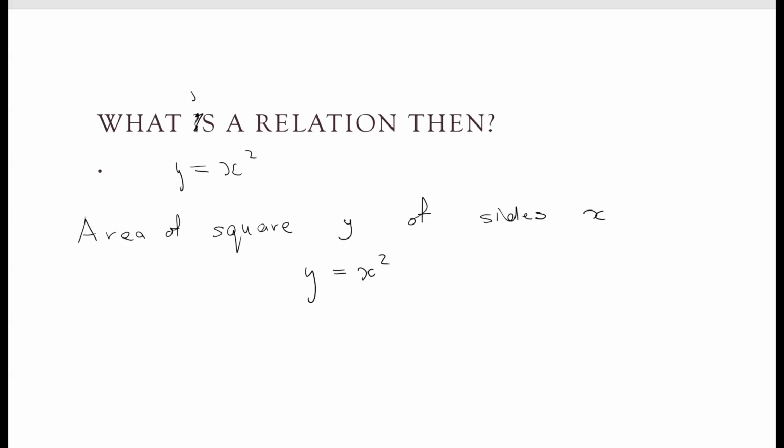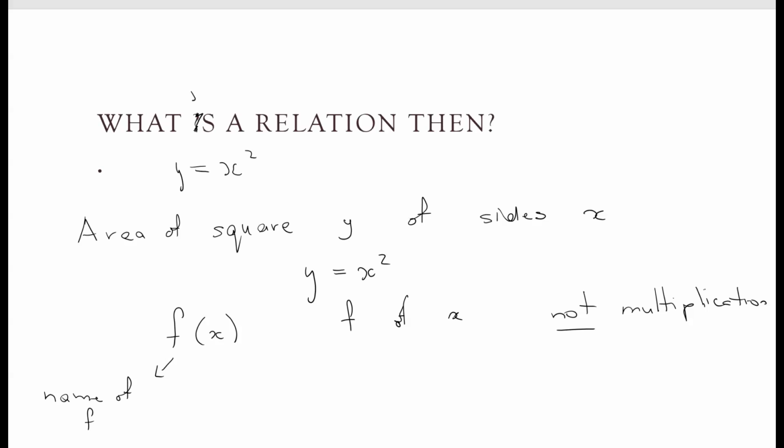General notation for a function is f of x, and we read that as f of x. It's not multiplication. It's merely notation. So f is the name of the function, and x is called the argument.